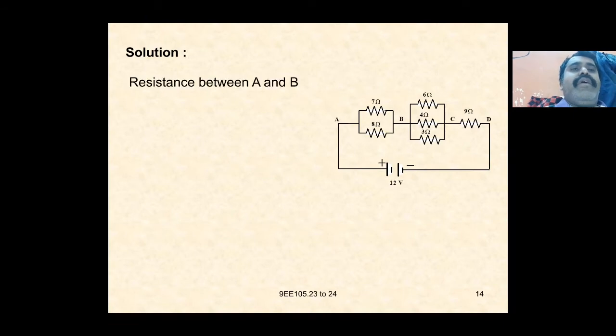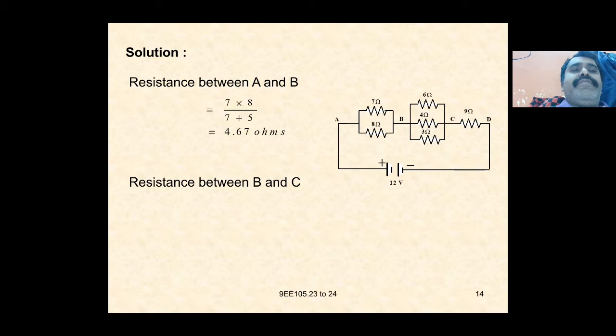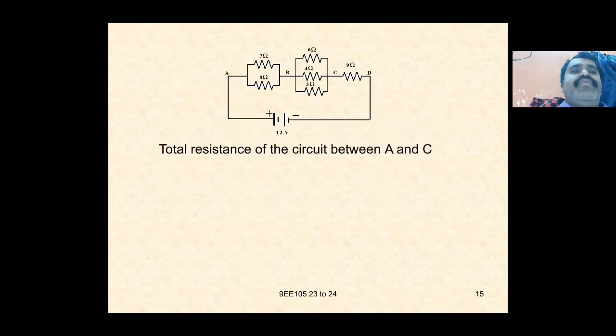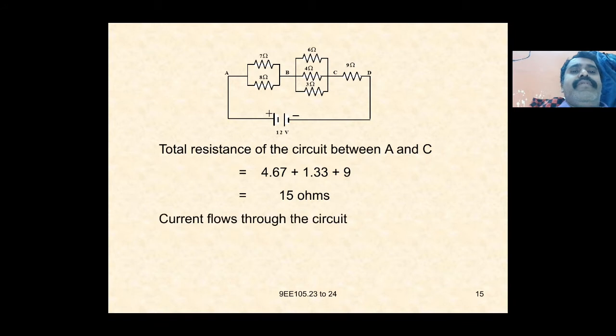So resistance between A and B is equal to 7 into 8 by 7 plus 8, which is equal to 4.67 ohms. Resistance between B and C is 6 into 3 into 4 divided by 6 into 3 plus 3 into 4 plus 4 into 6, which is equal to 72 by 18 plus 12 plus 24, which is equal to 1.33 ohms. So total resistance of the circuit between A and C is equal to 4.67 plus 1.33 plus 9, which is equal to 15 ohms. Current flowing through the circuit is I equal to 12 by 15, which is equal to 0.8 amperes.